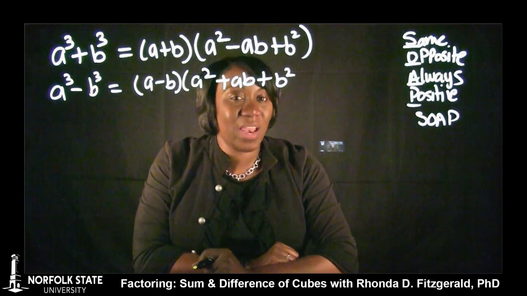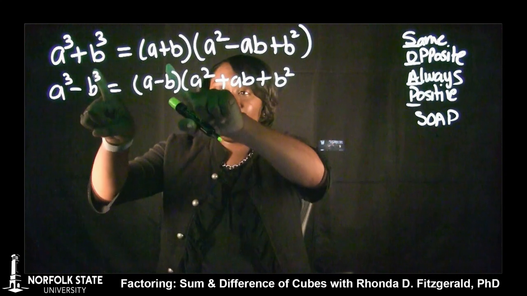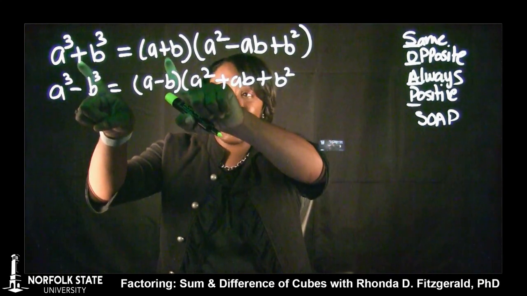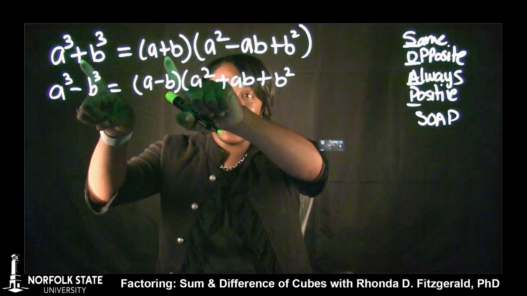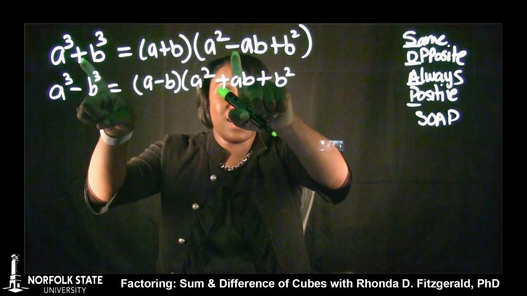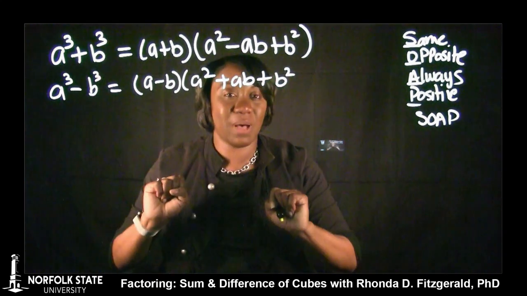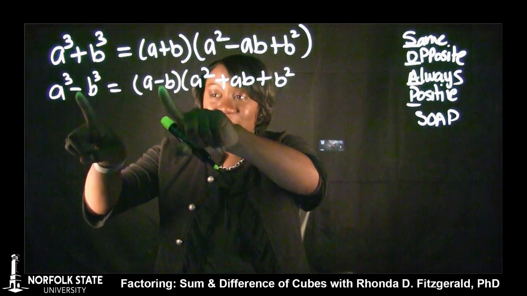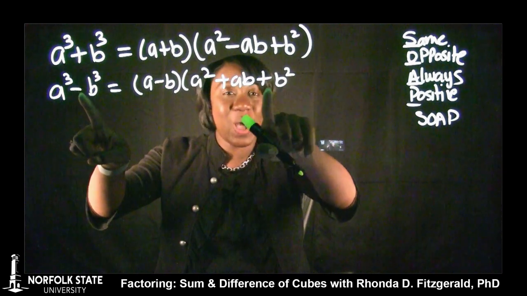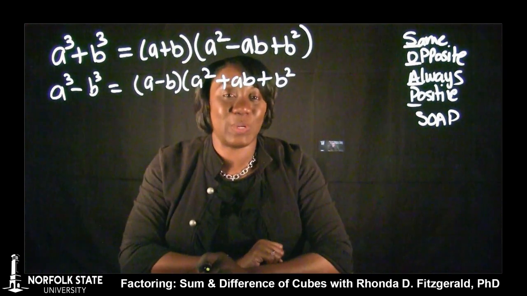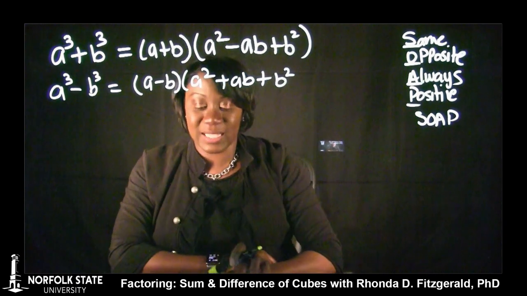Now let's look at how that helps. Notice the first term has the same sign as the original quantity. Then the next sign is opposite, and the last one's always positive. So once again, same sign, opposite sign, and the last term is always positive. So let's look at an example.